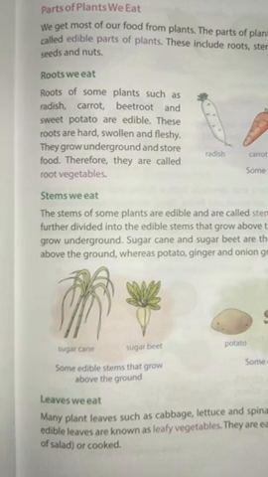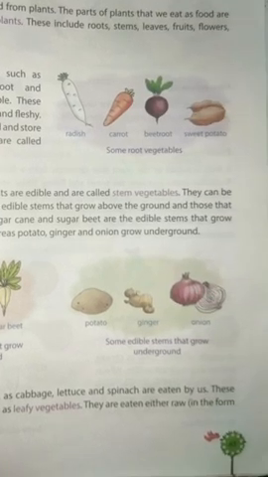Examples of sugarcane and sugar beet are edible stems that grow above the ground. The next examples, potato, ginger and onion, are edible stems that grow underground.